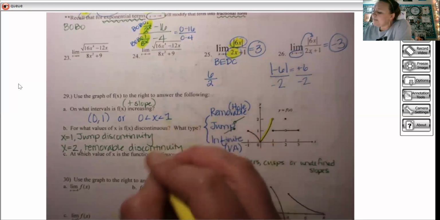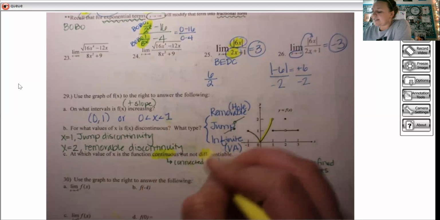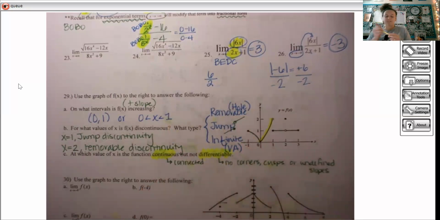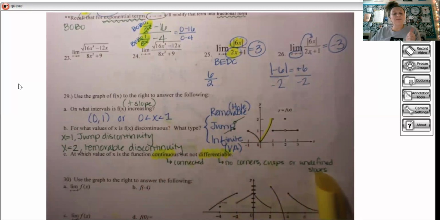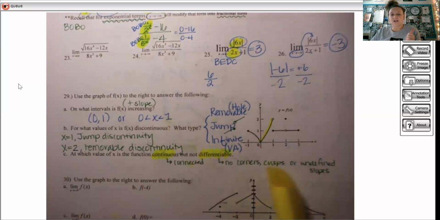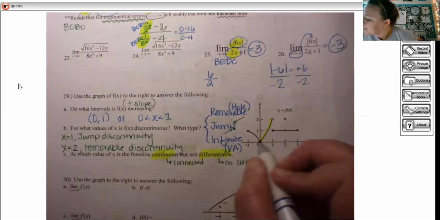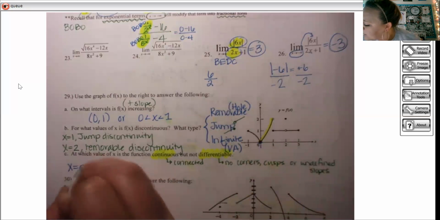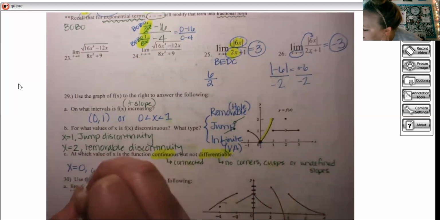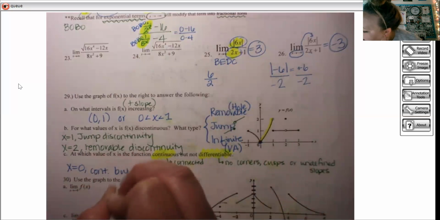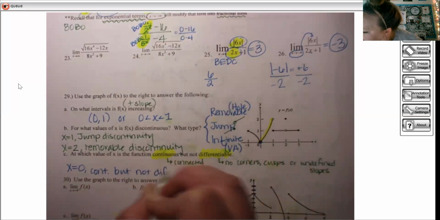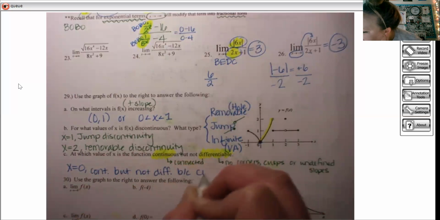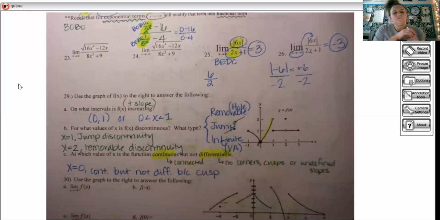So I want my graph to be continuous. I want it to be connected, but I do not want it to be differentiable. Well, then that means that I need one of these features. So it has to be connected, but I have to have a corner, a cusp, or an undefined slope. Well, that happens at only one place, right here at the origin, specifically at x equals 0. It is connected, which makes it continuous, but not differentiable because there is a cusp.